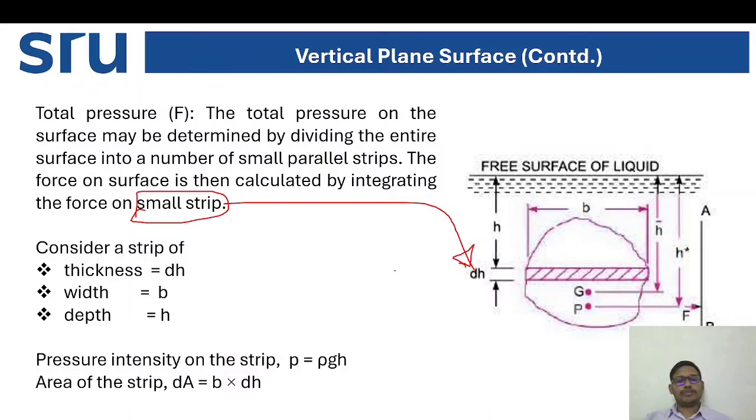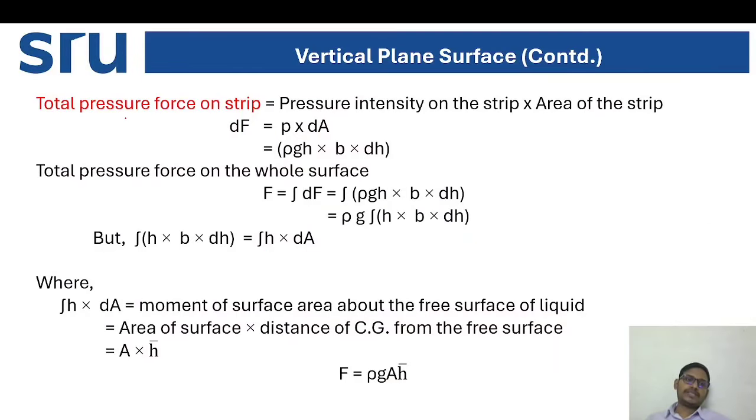the pressure intensity on the strip is p equal to rho g h, and the area of the strip dA is equal to B into dh. The total pressure force on the strip equals pressure intensity on the strip into area of the strip. So dF is equal to p into dA, that is equal to rho g h into B into dh. The total pressure force on the whole surface is F, where we know p is equal to rho g h, and dA is B into dh.